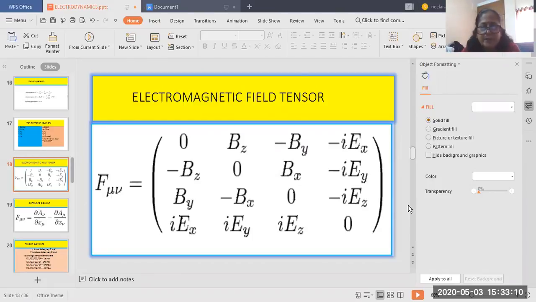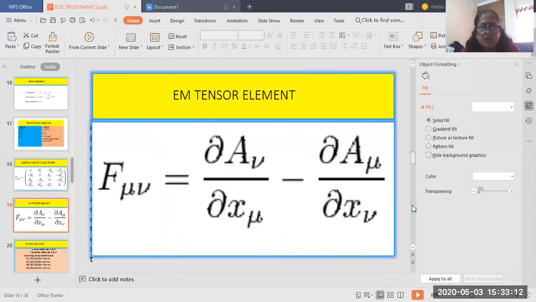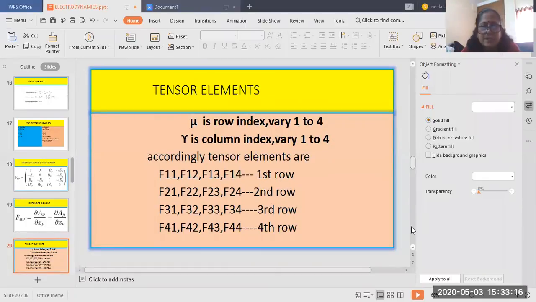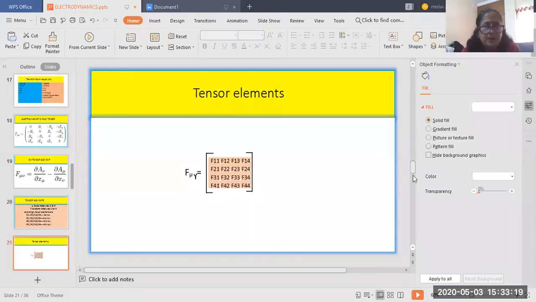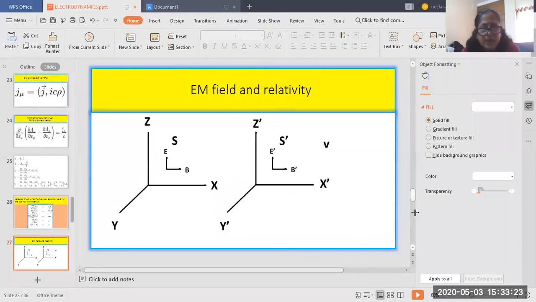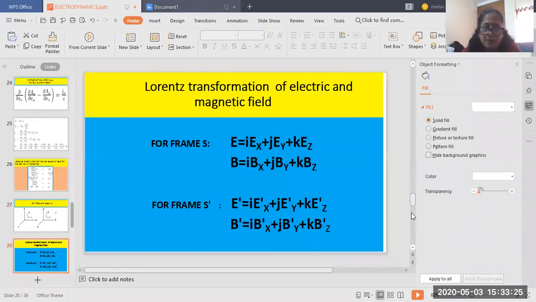So this completes your electrodynamics portion. Okay. I tried to make it as easy as possible. Various different formalisms I introduced and tried to make the subject visualized, by introducing various slides. Okay. So I did my best to complete the portion.